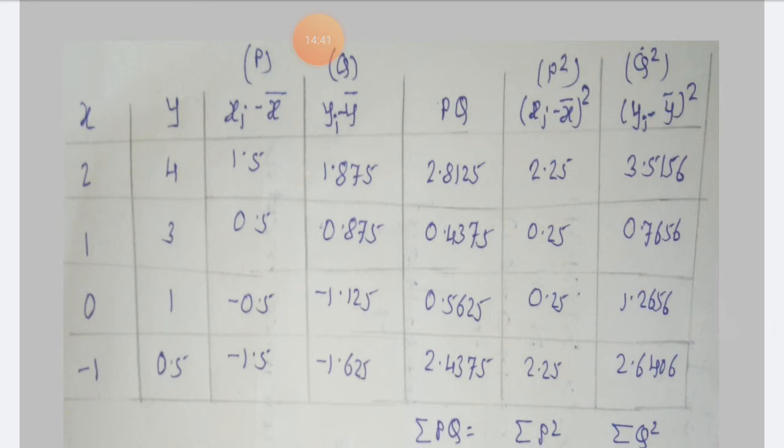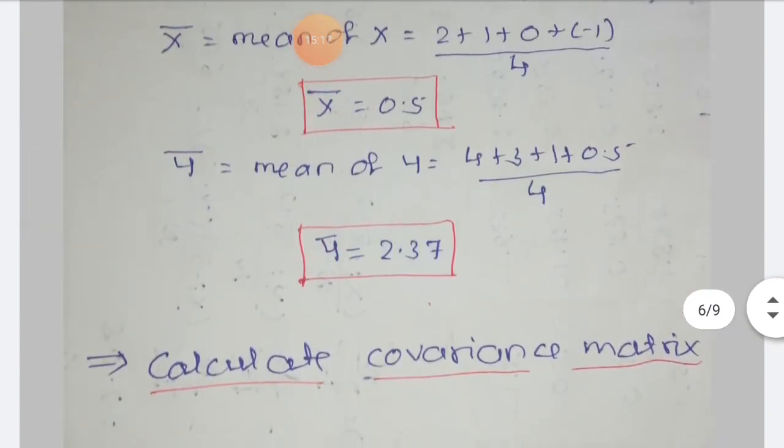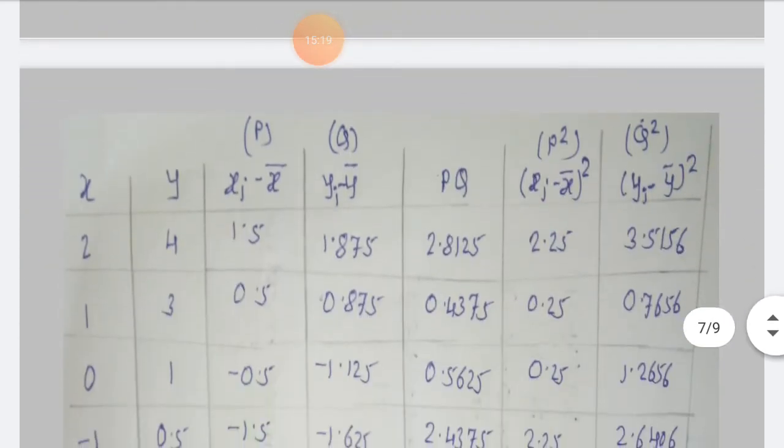Now prepare the table in this way. Now let us see it one by one, column by column. In the first column I have written all the values of x, that is 2, 1, 0, -1. In the second column I have written the y values 4, 3, 1, 0.5. In the third column I have given the variable p, which is nothing but xi minus x bar. Now xi is what? Basically the ith x value. So my first value is 2. So 2 minus what was my x bar? X bar is 0.5. So 2 minus 0.5 is 1.5.